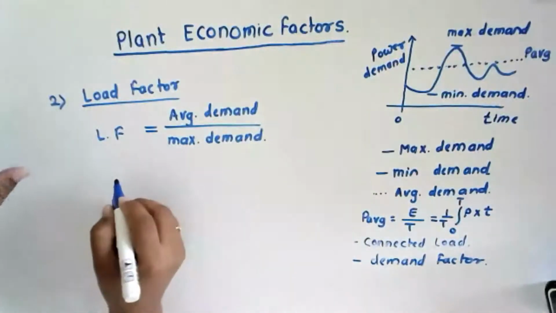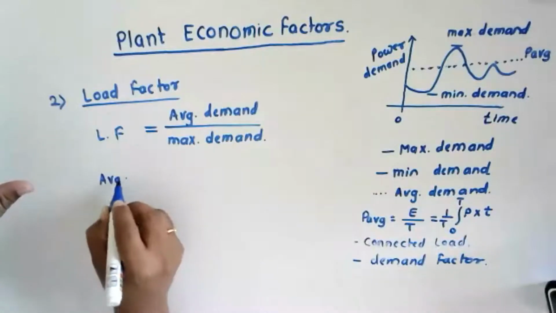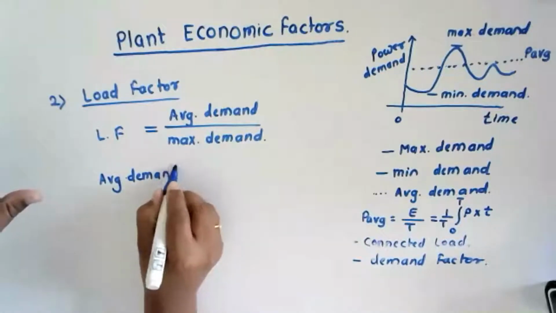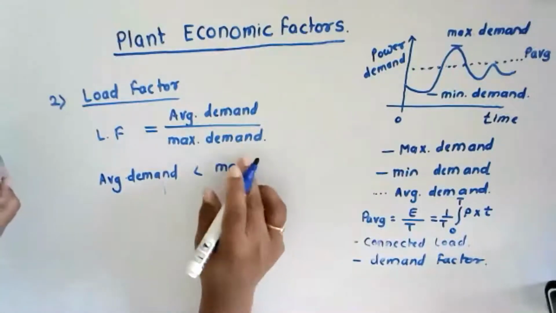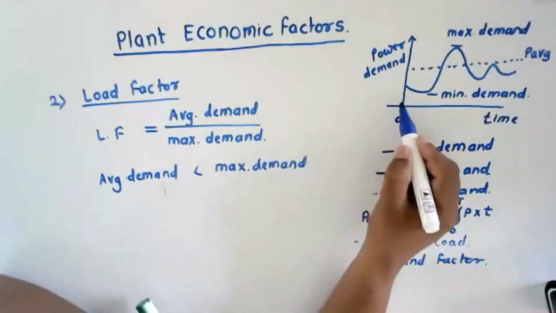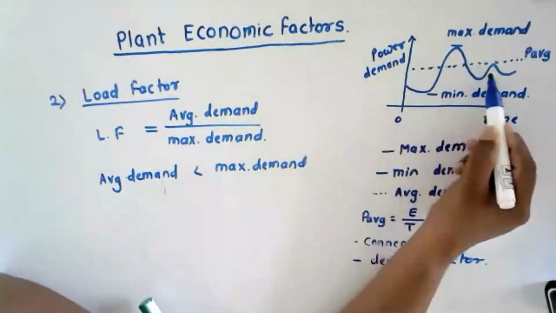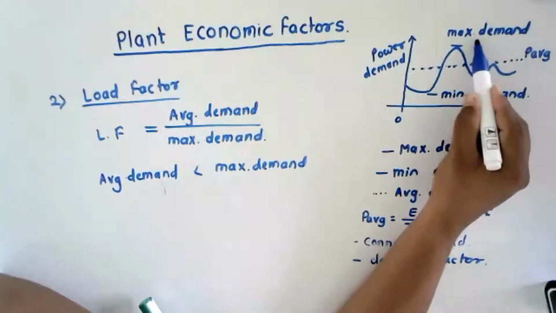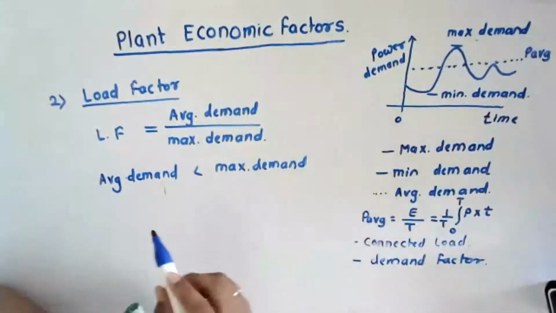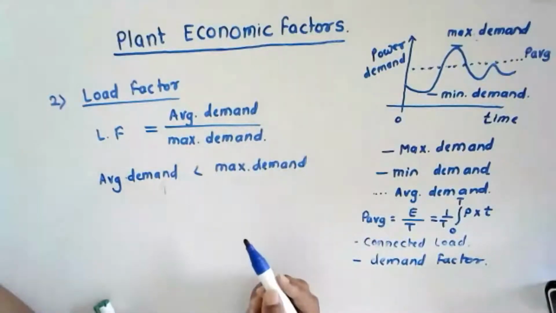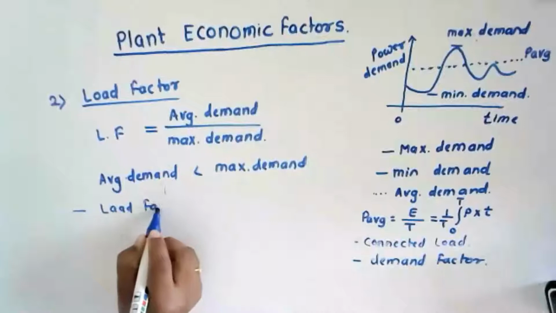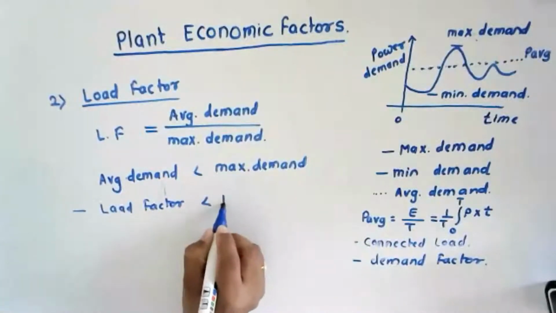So what we can see is that the average demand is always less than the maximum demand. If you see the curve, in that curve the dotted line is the average demand, and this is your maximum demand. The load factor means the average demand divided by the maximum demand. So average demand is always less than the maximum demand, and that's why the load factor is always less than 1.